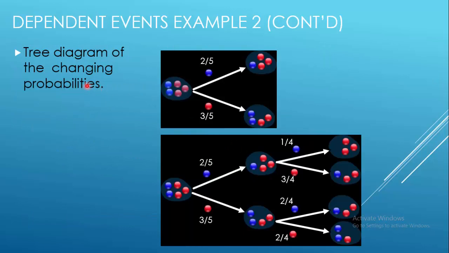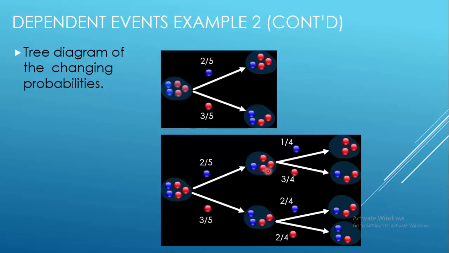So if we draw a tree diagram for probabilities, then for our first draw the chance of getting a blue marble is 2 by 5, because you have got 2 blue marbles in the bag and altogether 5 marbles. So 2 by 5 is the chance to get the blue marble, and 3 by 5 to get the red marble, because there are 3 red marbles. But once you have drawn either a red or blue marble, the number of marbles has reduced. Now here you have got 5 marbles, and in the second draw you have only 4 marbles.